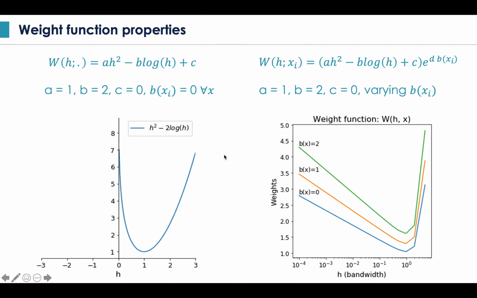If we look at the visuals, with values of a=1, b=2 and c=0 in the general form of this equation, we get this curve. And as you can see, the minima is at 1 because b is equal to 2 times a over here. If we vary the value of bxi, we'll get a similar curve but with higher and higher values. That means the value of the error estimate will increase as we have higher values of bx. So this is the general form of the weight function.